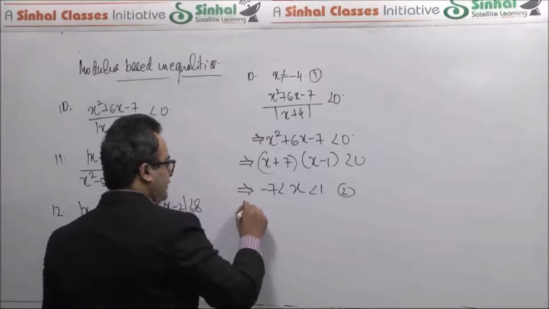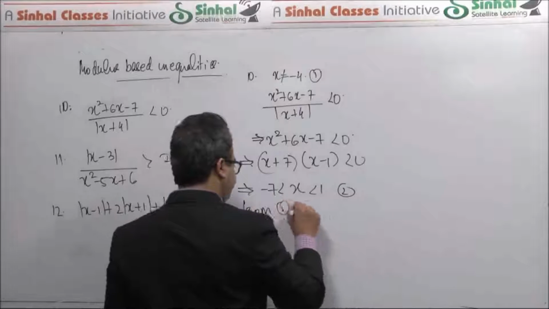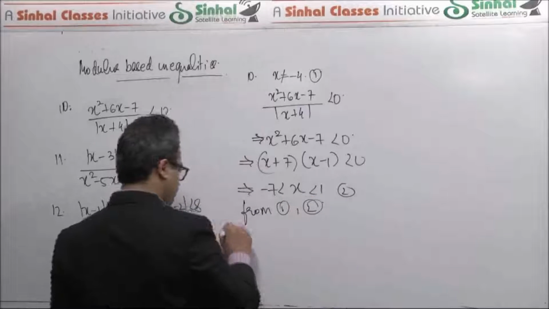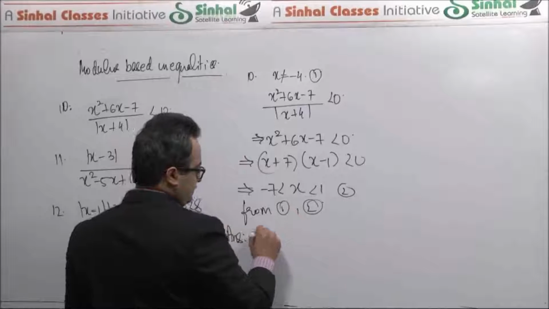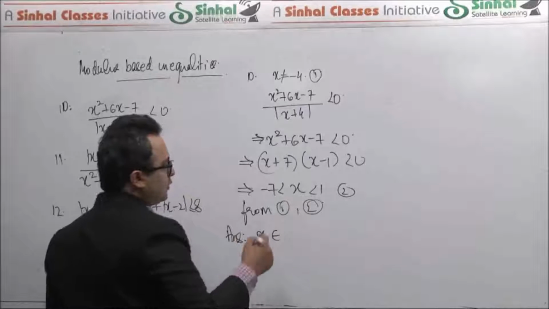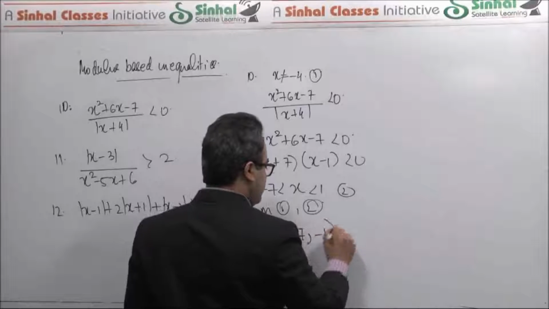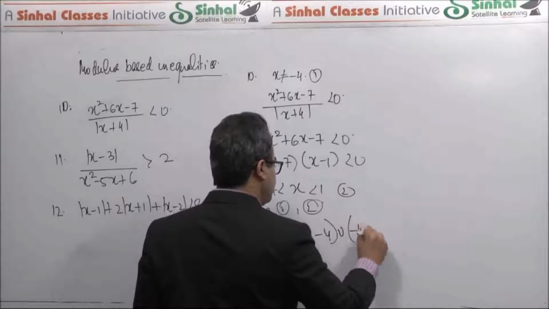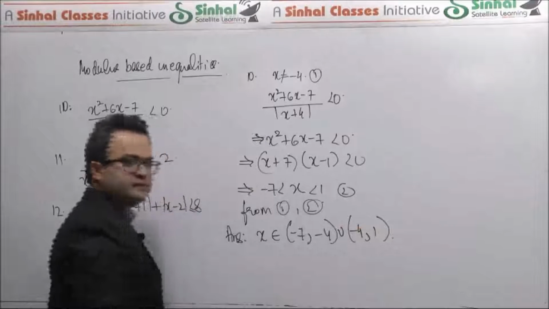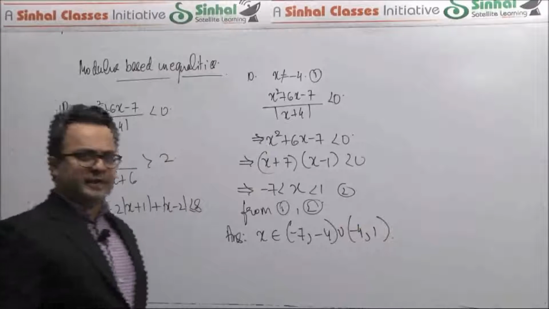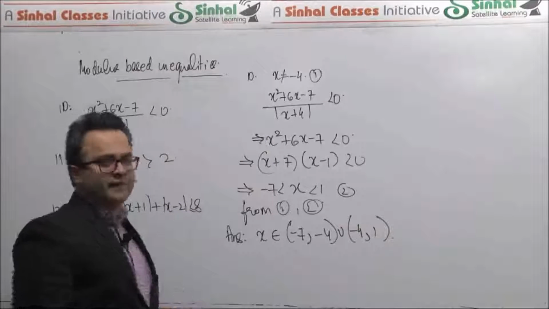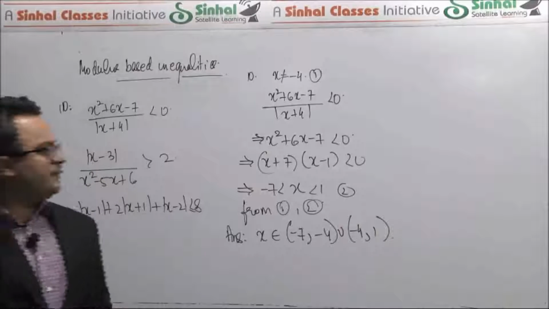So from 1 and 2, the answer should be that x can belong to the interval -7 to -4 union -4 to 1. So x can take any value between -7 and 1, but of course it cannot take the value equal to -4.